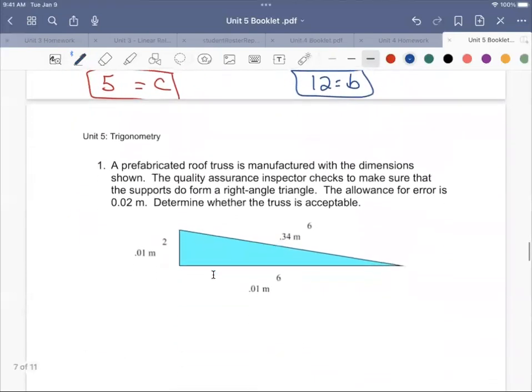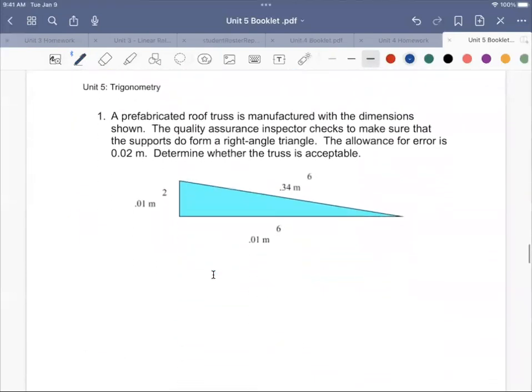So now if we take a look at another example, I have that a fabricated roof truss is manufactured with the dimensions shown. The quality assurance inspector checks to make sure the supports do form a right angle triangle. This is one, if you ever want to go into anything like the trades or construction, right angle triangles, Pythagorean theorem, angles, this is a unit that you will use on a daily basis. The allowance for error is 0.2 meters. Determine whether the truss is acceptable.